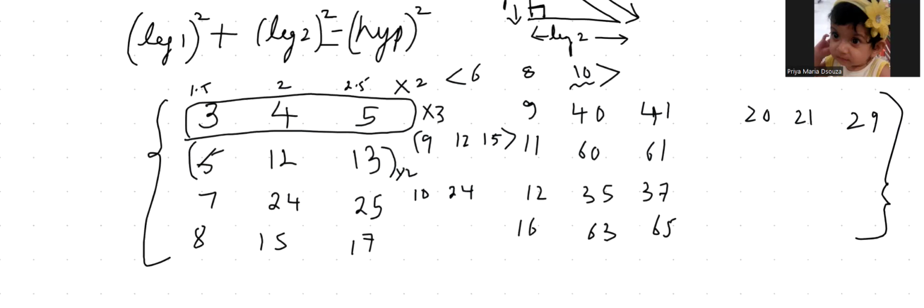Just keep this in mind. So you must know the Pythagorean triplets. Let's quickly reiterate this. So it's 3, 4, 5; 5, 12, 13; 7, 24, 25; 8, 15, 17; 9, 40, 41; 11, 60, 61; 12, 35, 37; 16, 63, 65; 20, 21, and 29. Okay, I'll just move on to the next page.